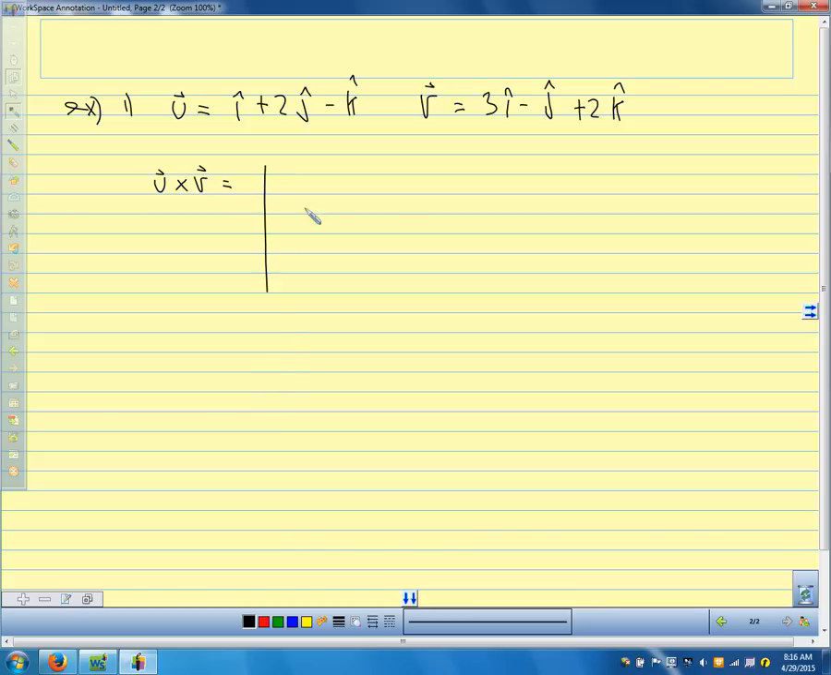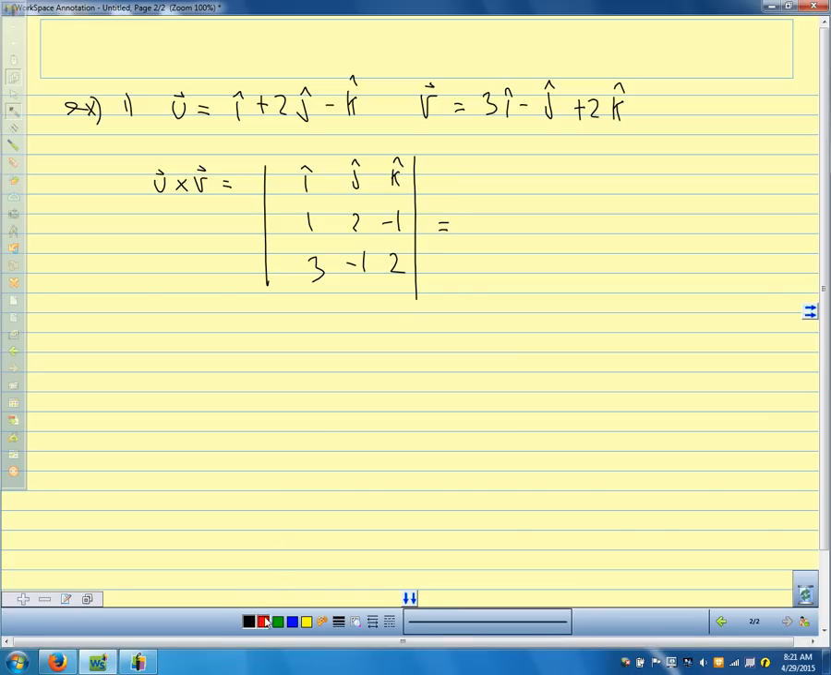So we're going to make this determinant: i, j, k; 1, 2, negative 1; and 3, negative 1, 2. So I'm going to write out this determinant, kind of write everything out explicitly on this first one. We don't have to write it out this way. I just want to write it out in a little more detail so we remember how to do this.